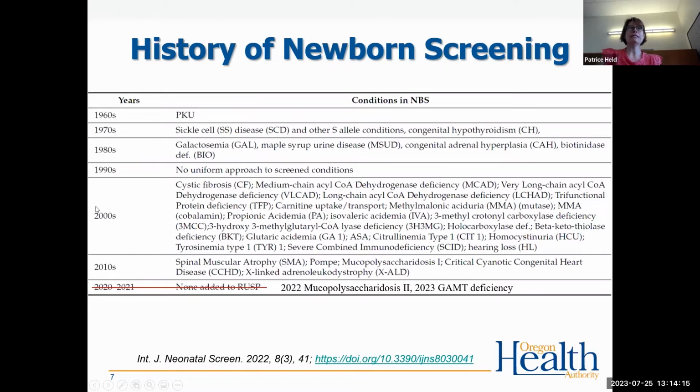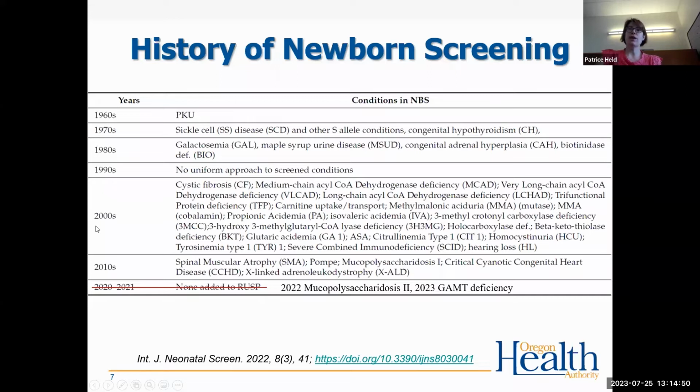And what happened in the early 2000s was the introduction of tandem mass spectrometry to the newborn screening programs. Tandem mass spectrometry really revolutionized the way that we do newborn screening, because from that simple blood spot punch, we would be able to screen for many conditions all at once. And so many more inborn errors of metabolism were added: amino acid disorders, organic acidemias, and fatty acid oxidation defects. So there was an explosion of conditions.